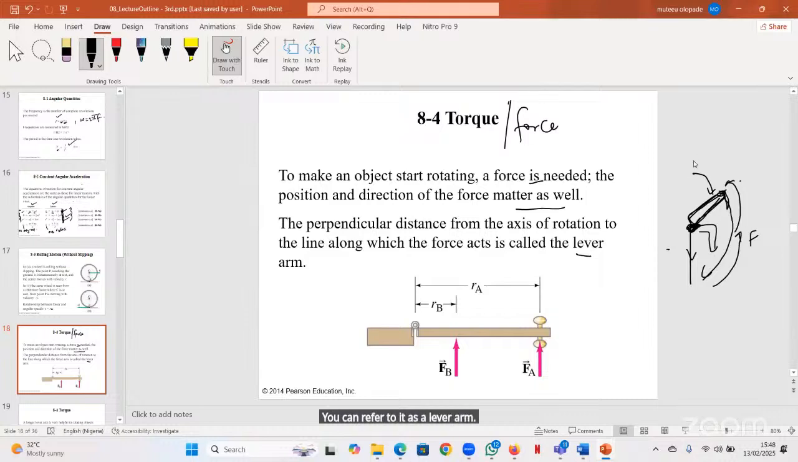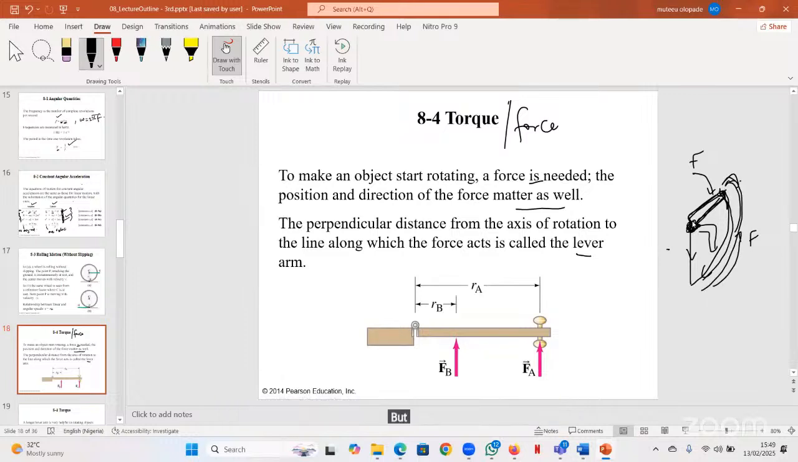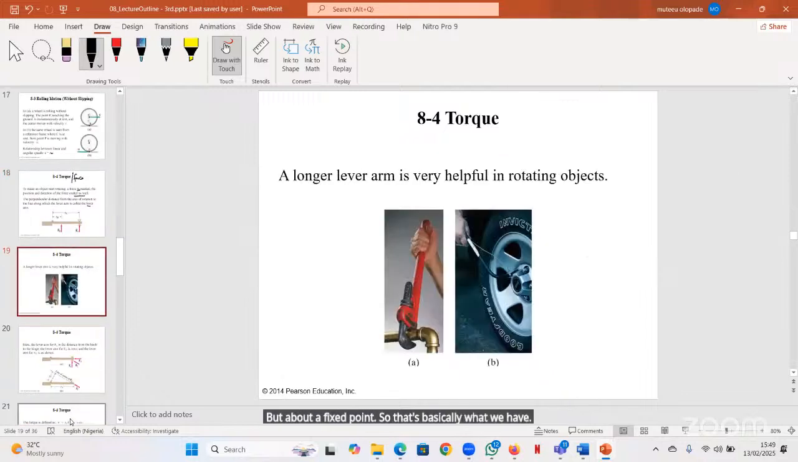So you apply a force this way, it moves this way to open. If you apply it in the other direction, it closes it, but about a fixed point. So that's basically what we have. Now you can see the wrench. This is a wrench used by plumbers, used to tighten this joint. So a long lever arm is very helpful in rotating objects.